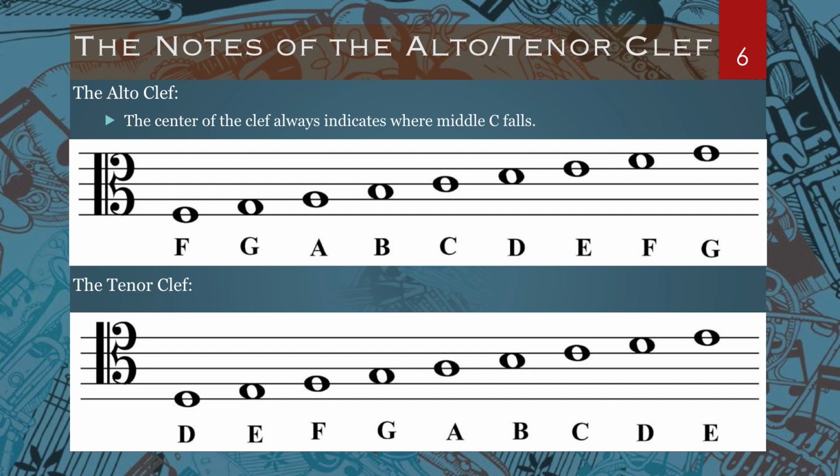So here we have the notes F, G, A, B, C, D, E, F, G in the alto clef. In the tenor clef, you've got D, E, F, G, A, B, C, D, E. What this is showing you is that the third line in the alto clef is going to be C. In the tenor clef, it's the fourth line. So the middle of the alto clef tells you where middle C is. So what this means is that a note on the third line of the alto clef is going to sound higher than a note on the third line of the tenor clef. And that's a basic concept that you need to understand from here.